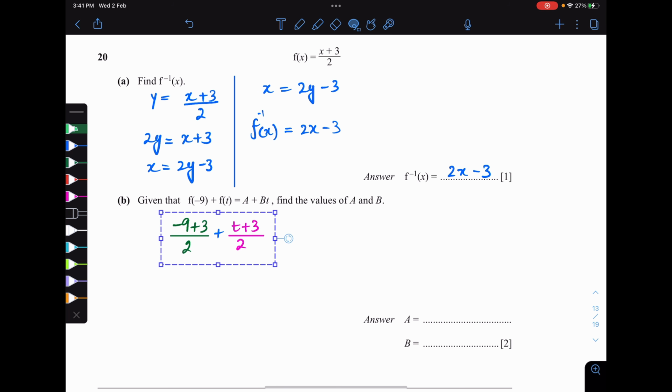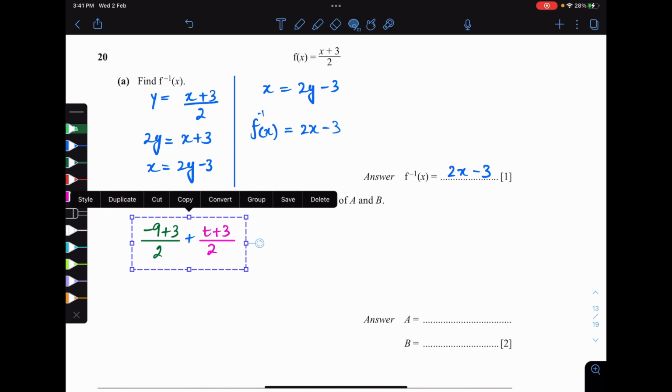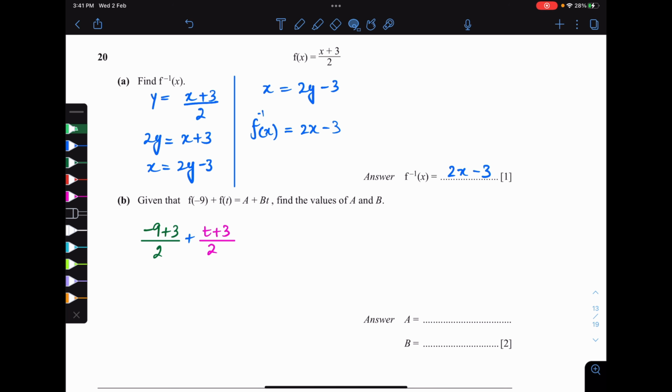Now, this is what we have gotten so far from f of minus 9 and f of t. Since it has the same denominator, it will become minus 9 plus 3 plus t plus 3, all over 2. Now, if I add up all the numbers, minus 9 plus 6 would add up to negative 3, plus t, divided by 2. Now, I don't want to keep them like this. I want to split my fraction. So I'm going to write minus 3 over 2 plus t over 2, or 1 over 2 t.